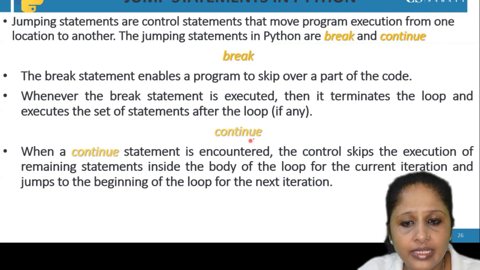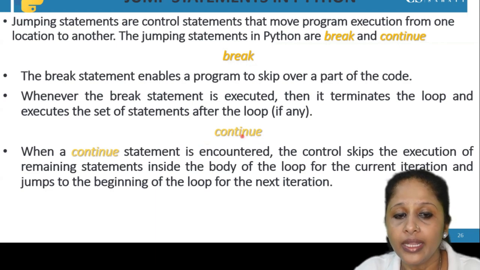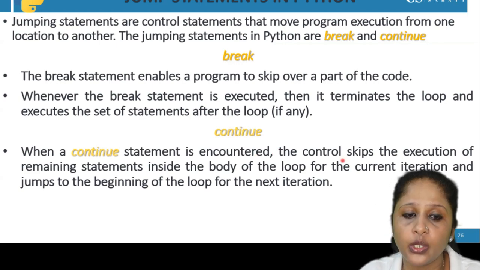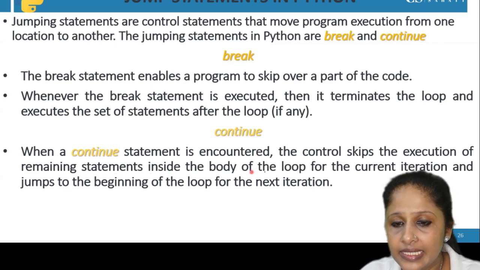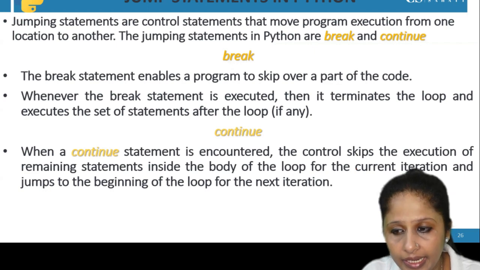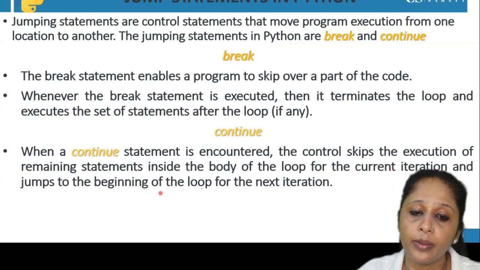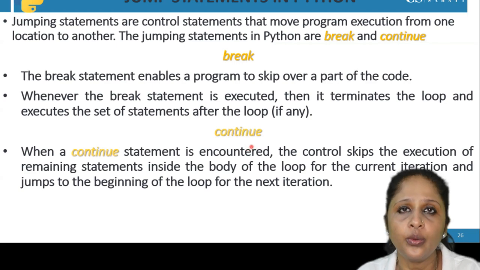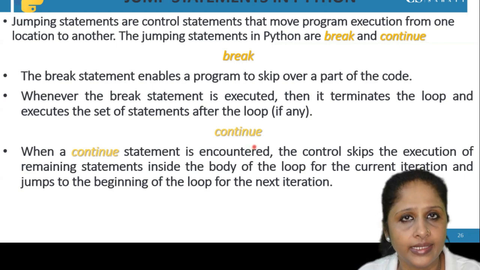Then we have another statement, continue. When a continue statement is encountered, the control skips the execution of the remaining statements inside the body of the loop for the current iteration and jumps to the beginning of the loop for the next iteration. So for this break and continue, let's check with an example.